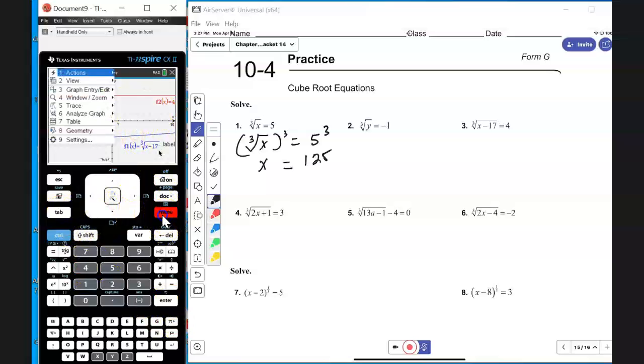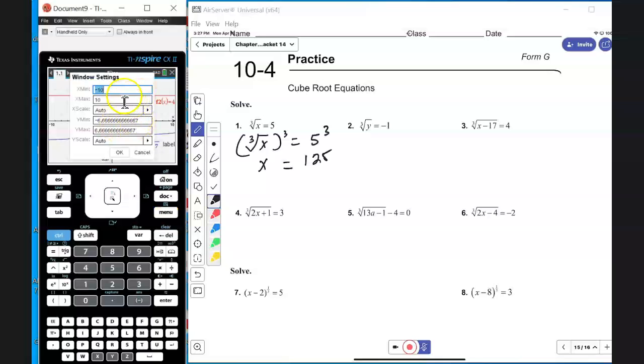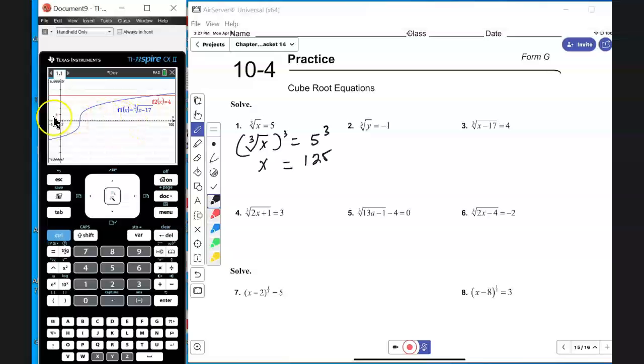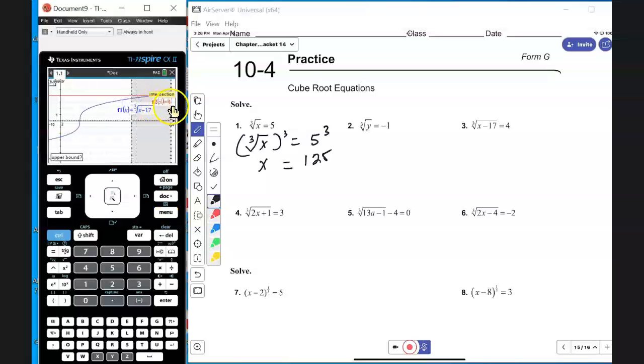What you can do is change your window setting. We're going to do our Y max, let's say 100. And of course we're just guesstimating. And it was a good guesstimate because we can see the intersection. Menu, graph, analyze graph, intersection, left bound, right bound, and you notice the answer to this is x is 81. When x is equal to 81, the answer is 4, which is correct.